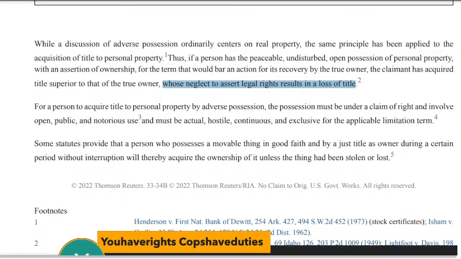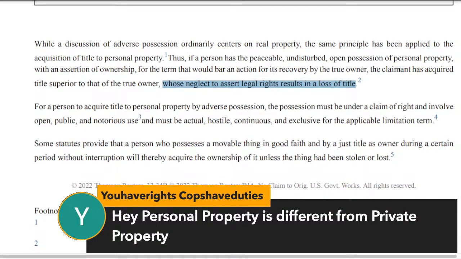So we have a distinction here. Personal property is different from private property. Yes. So we're talking about personal property. I think they're just trying to differentiate it from public property, but not real property. So it's movable property that's not public. That seems to be a pretty clear distinction here.